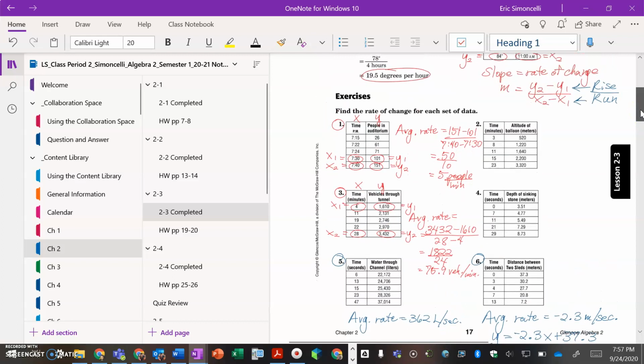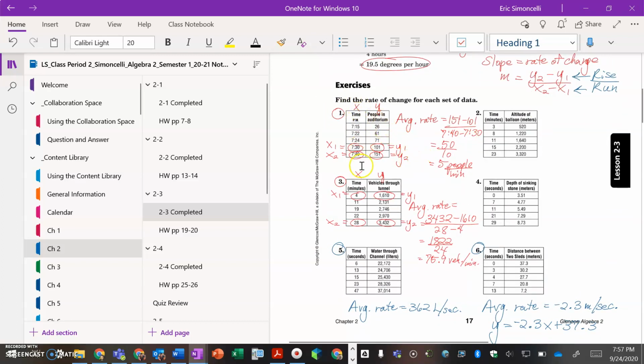Number one, we have our x's more traditionally on the left and our y's on the right. Again, average rate of change will be the difference in the y's. I called this last y y2, this y1, x2 here, x1 there. So the difference in y's, 151 minus 101, divided by the change in x's, 740 minus 730. This difference ends up being 50, and this difference ends up being 10. We're talking about people per minute. So 5 people per minute. That ends up being the average rate of change.